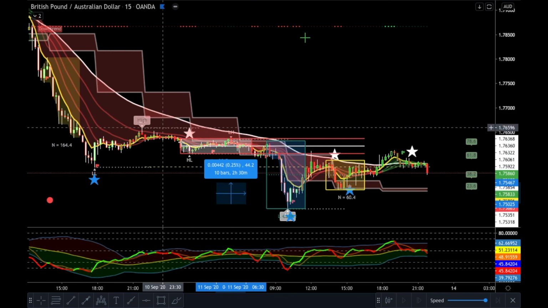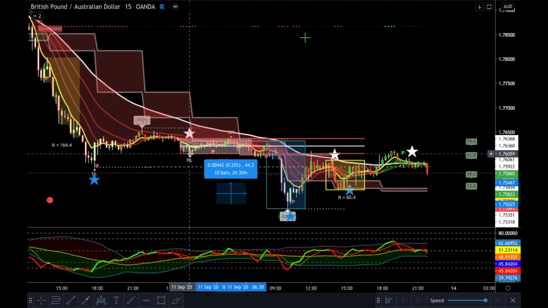I also mark up my charts so I have safe entry levels and safe exit levels, as you can see at the beginning of the video. Those are all the trades I was able to catch.